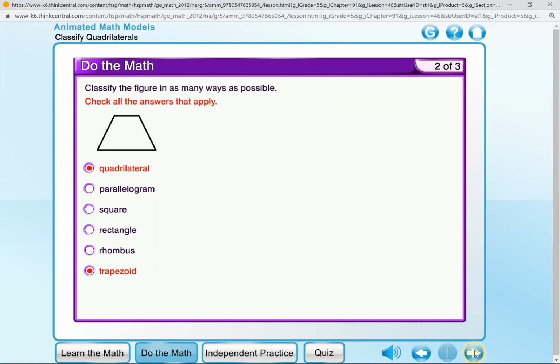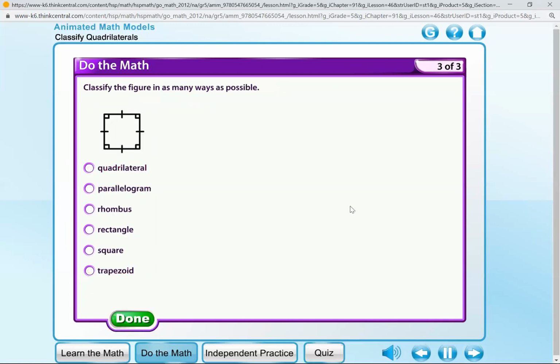All right, last one. Classify the figure in as many ways as possible. Check all the answers that apply. Okay, well, we know it's a square and it's a quadrilateral. It has 2 pairs of parallel sides. It is a rhombus because every side is equal. It's a rectangle because every angle is a right angle. It's a square. Let's see if we get this one right. That's right. Woohoo! All right, awesome.